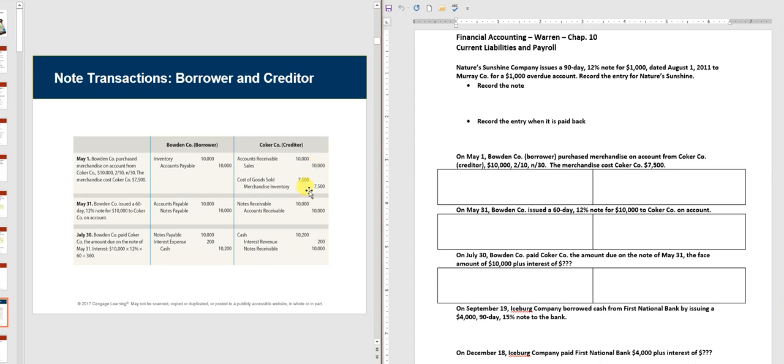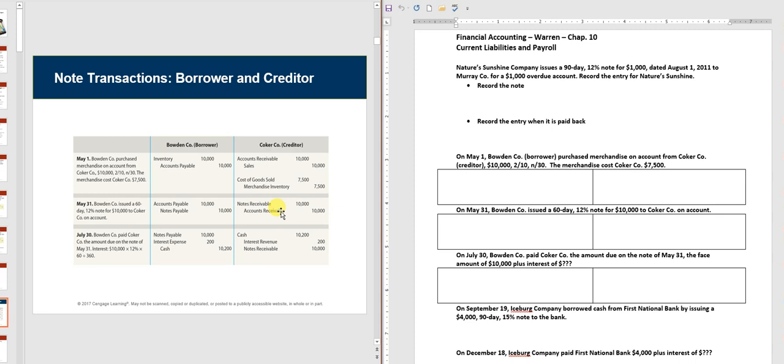So they have $2,500. Okay, then they didn't pay off their account, so we got them to sign a note. So I get the accounts payable off my books and put the notes payable on my books. And this company gets the accounts receivable off their books.